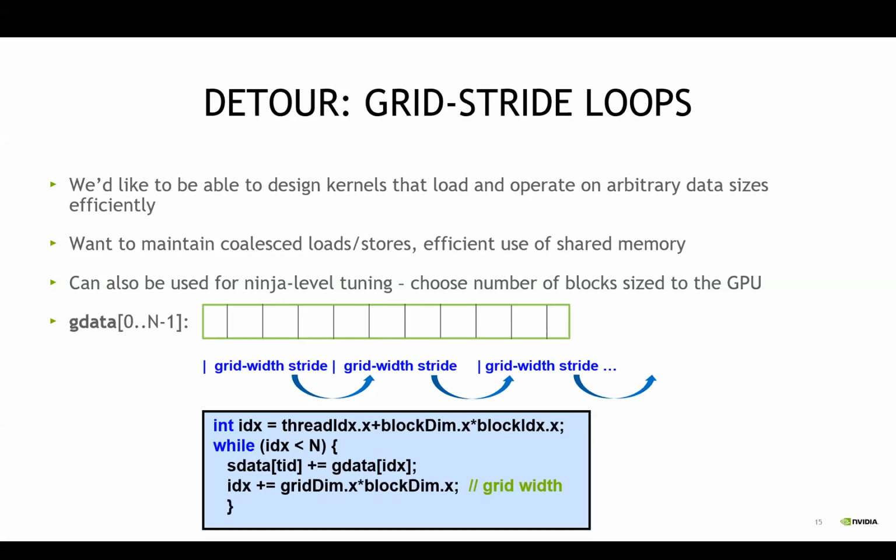gridDim.x is the number of blocks in the grid. blockDim.x is the number of threads in a block. When I multiply those two together, I get the number of threads in the grid. If I add that value to my previously computed globally unique index value, all threads adding the same amount, then all threads move by the same amount in terms of the element that they will process next, and we call that a grid stride. Each thread then starts the while loop over again and checks to see if its new strided location is still within the data set.